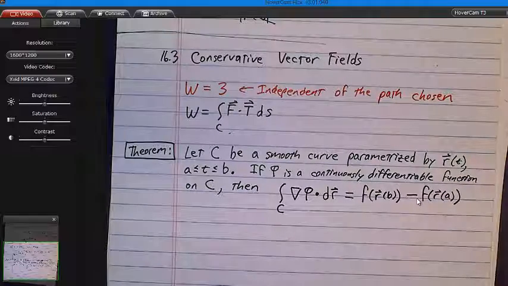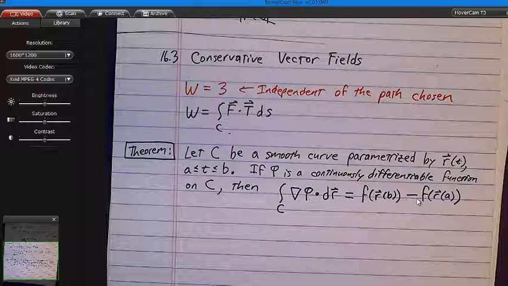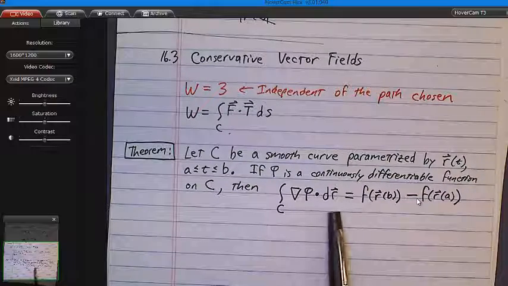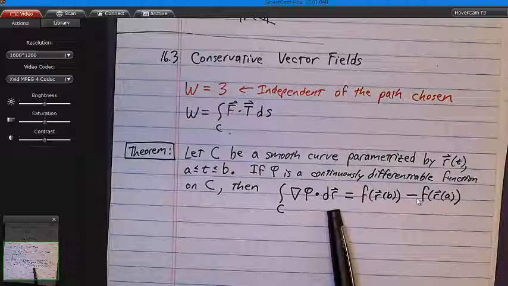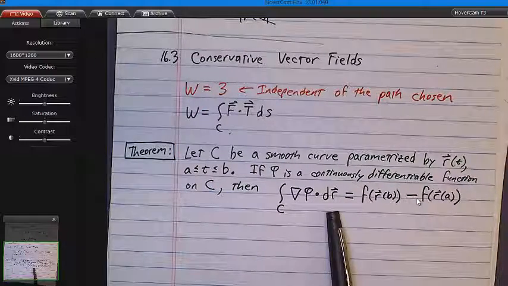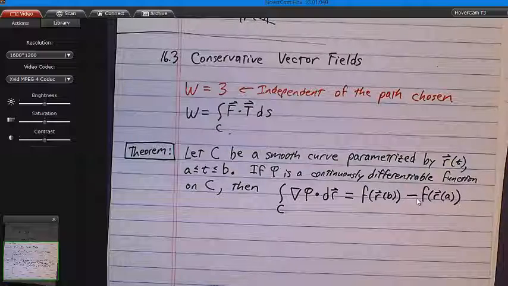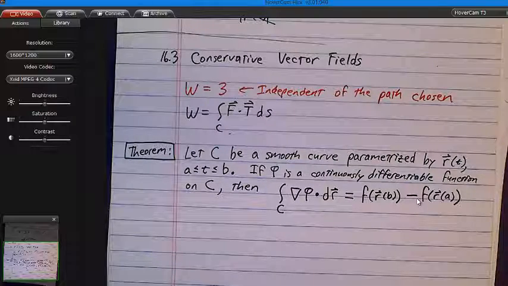That's the theorem. I was trying to think, why is it not in your book? Well, maybe they didn't like this notation. Dotting the gradient with the differential of r. All right, but it still works, and I think you'll like seeing this. So I'm going to prove this theorem for you, and then I'm going to try and explain what's really going on in the book. So here's our proof.